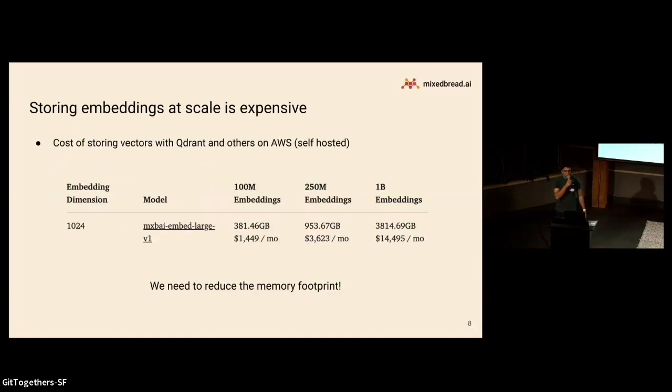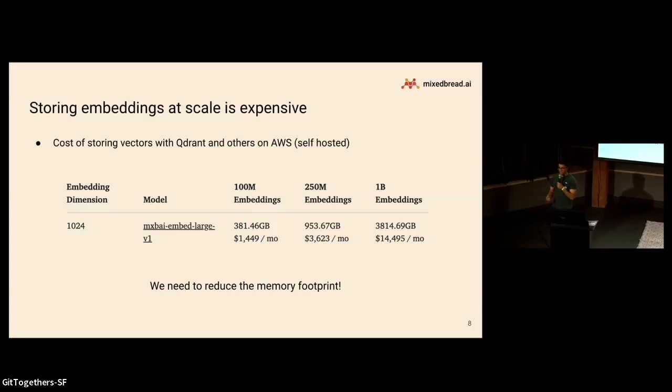To store. If you would just naively store, think about it: you have 1024 embedding dimensions, and for every dimension you're storing 32 bits. For this, if you would store 100 million embeddings, it would cost you $1,500. If you would store 250 million embeddings, it would cost you $3,600. And if you would store 1 billion embeddings, it would cost you around $15,000. And it's extremely expensive because those guys had over 20 billion embeddings to store.